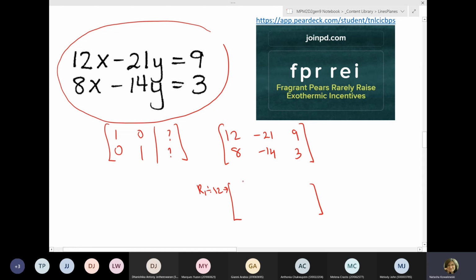Okay, so you should have gotten a 1 over here. Check your work. So 21 divided by 12 as a fraction that is as reduced as possible is going to be -7 over 4, right? And then 9 divided by 12 as a fraction is 3/4.